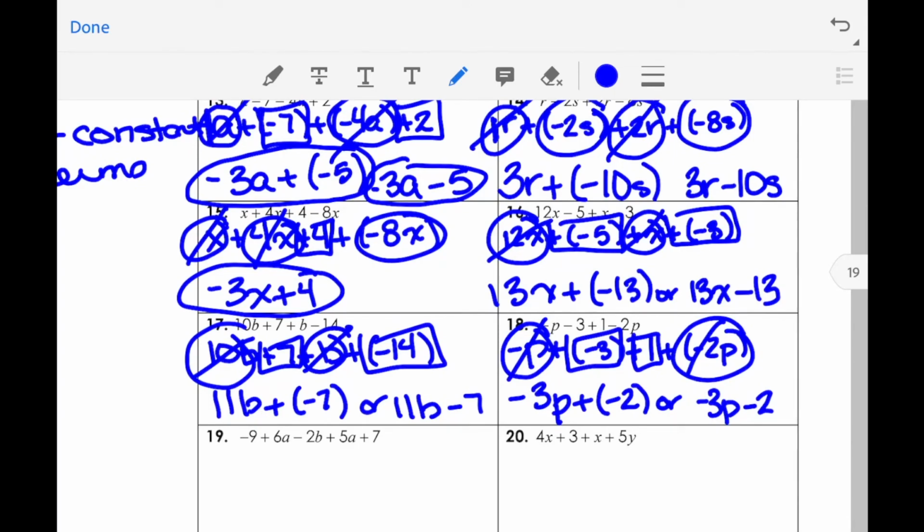Okay, so here are 15, 16, 17, and 18. You'll notice that I LCO'd each of them. I circled my variable terms, boxed my constant terms, and combined the like terms. So I combined the variables and I combined the constants. Check your answers, check my work, see if you can find your mistake.